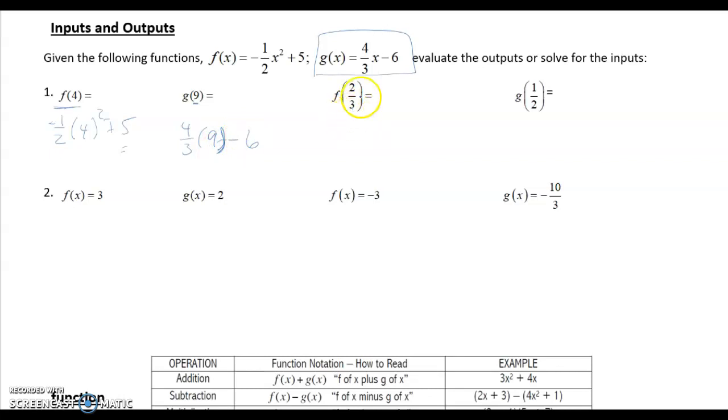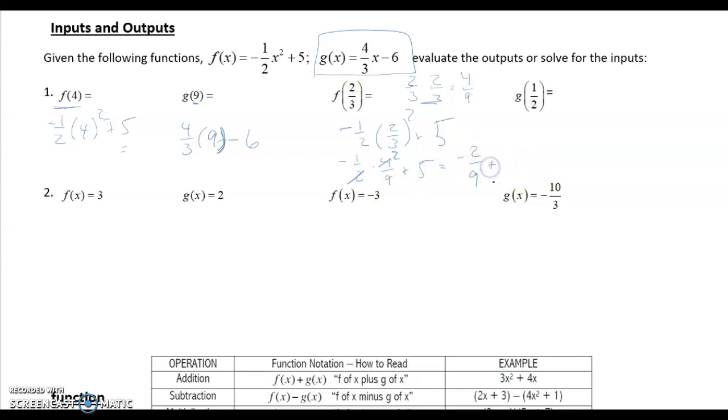Let's do this one just to make sure you're okay with multiplying fractions and squaring them. So f of 2/3, that means we're looking at evaluating -1/2 times 2/3 squared plus 5. 2/3 squared, oh, we know how to multiply fractions. It's just 2/3 times 2/3 straight across, 4/9. So -1/2 times 4/9 plus 5. Reduce. So we're at -2/9 plus 5.